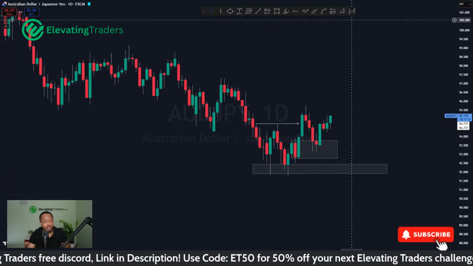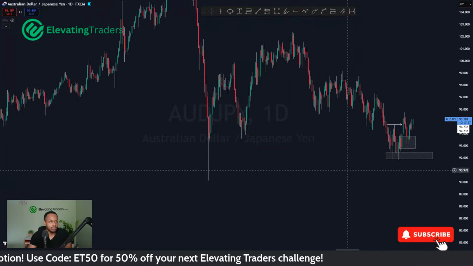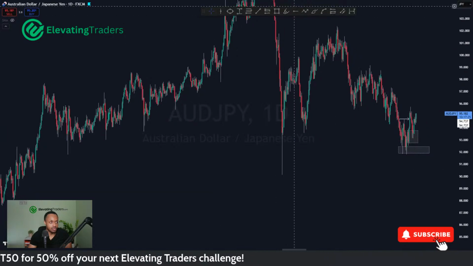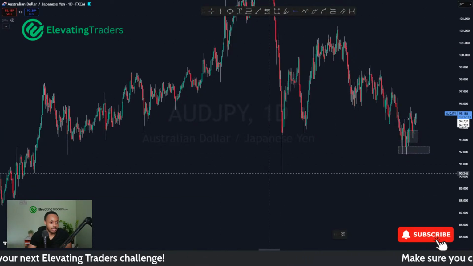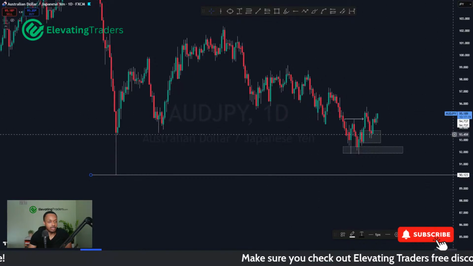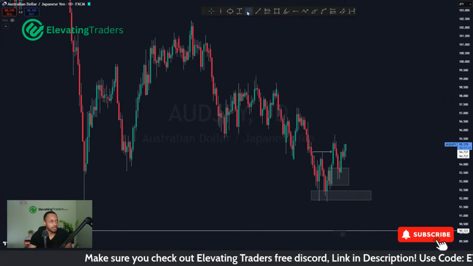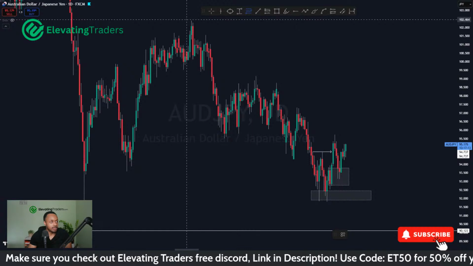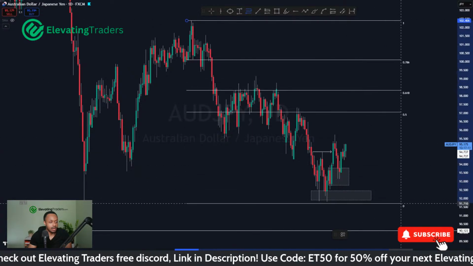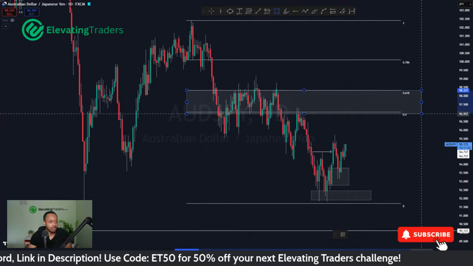So dollar yen in my book, Aussie yen in my book, sorry. Looks like that's pushing to the upside too. I still do expect this wick low to be taken out. But it looks like we're in kind of retracement mode right now. So just kind of staying patient. But if I draw a fib from the swing high to the swing low, that 0.5, 0.618 area looks very interesting.